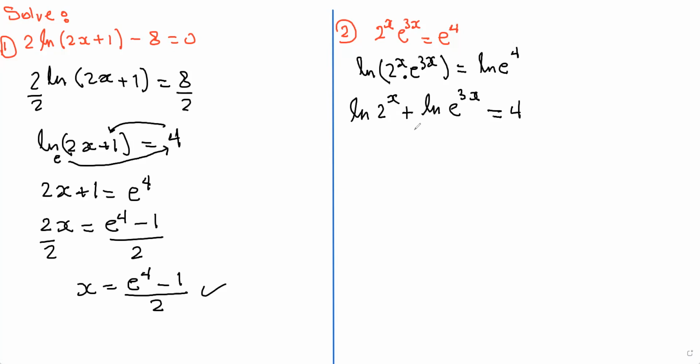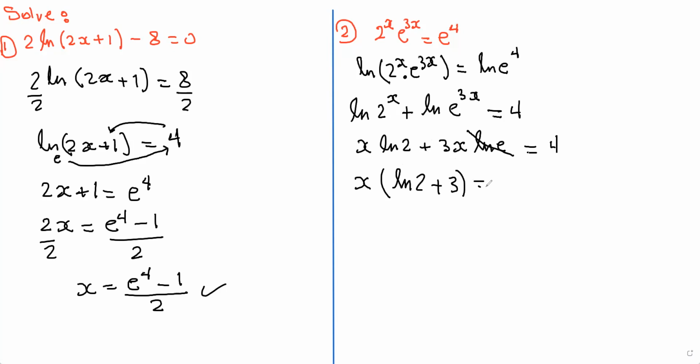Now at this stage here, the log rules allow you to bring the exponents down. So I have x ln 2 plus 3x ln e, which ln e is 1, so I'm just going to get rid of that, equals 4. Now, if you notice here, both terms have x in them. You have this first term and this is the second term. Both of them have x in them. So what you want to do at this stage, you want to take out x as the greatest common factor, and you're going to get x times ln 2 plus 3, equals 4.